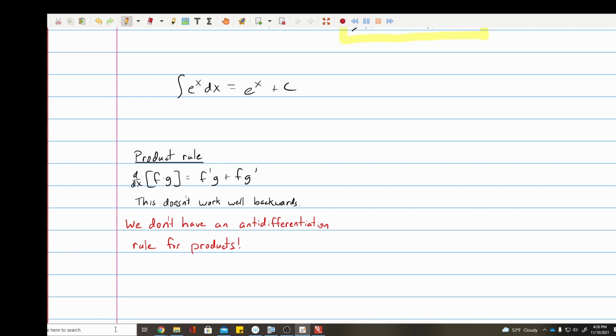For right now, we're just going to say we don't have one for products. That process is complicated, and there's a lot of subtlety there that you need to be careful about. So right now, we're just going to say don't do it. Similarly, the quotient rule, that said if I take the derivative of f over g, we had f prime g minus f g prime all over g squared. This doesn't work well backwards either. So we don't have a corresponding antidifferentiation rule for quotients.